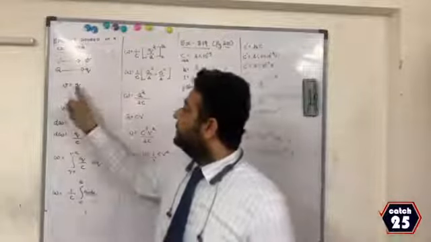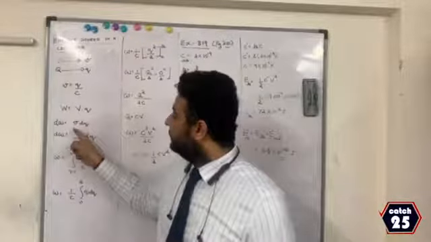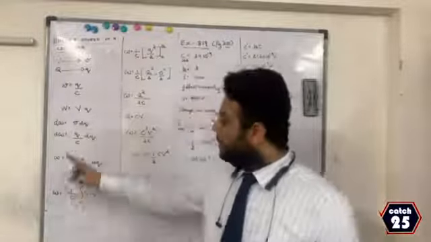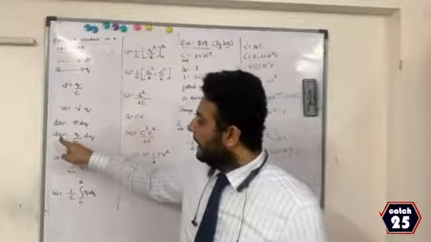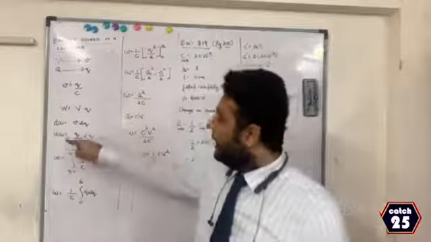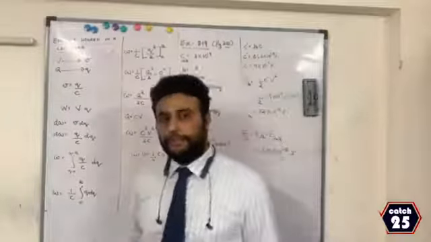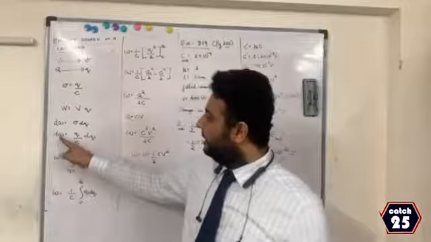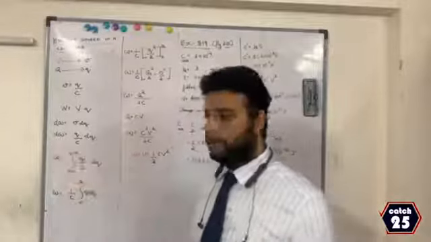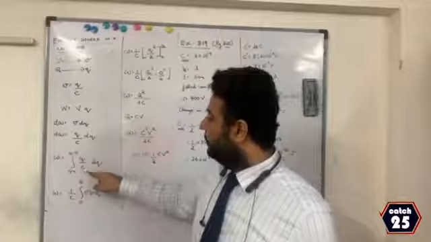Therefore, I got V equals Q by C. I got dW equals Q by C dQ. Now, to find work done, I need W. But what do I have? I have dW. So the way to remove differentiation is by integration. Therefore, if I integrate dW, I get W: the integration of Q by C dQ.